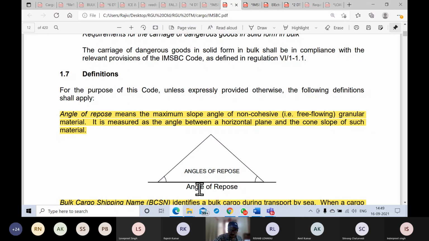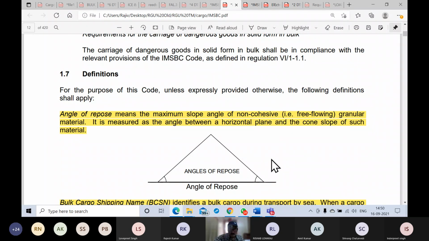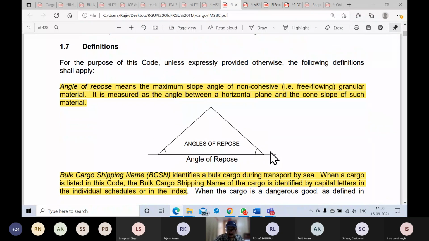I don't think it is difficult to follow. Have you got a concern with this definition? No. Okay. So do make a note. Angle of repose. And give me a minute. You go ahead, but just a minute.